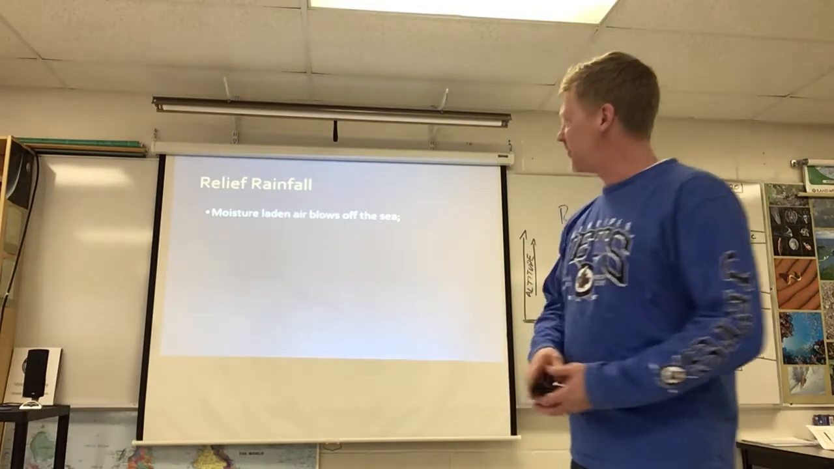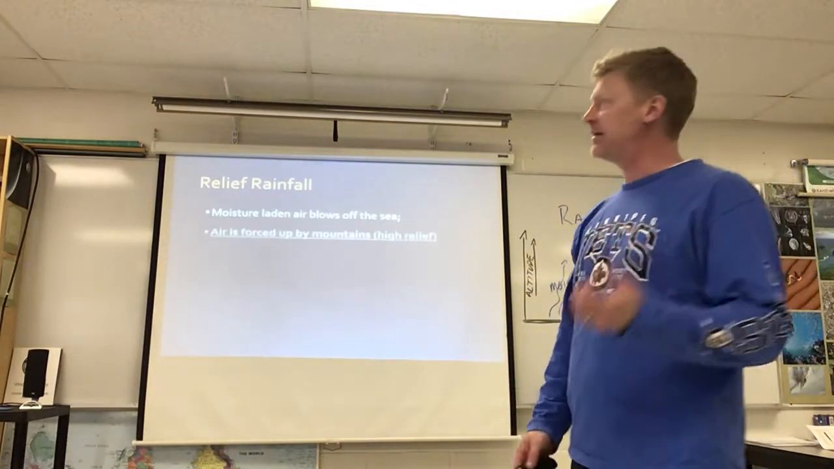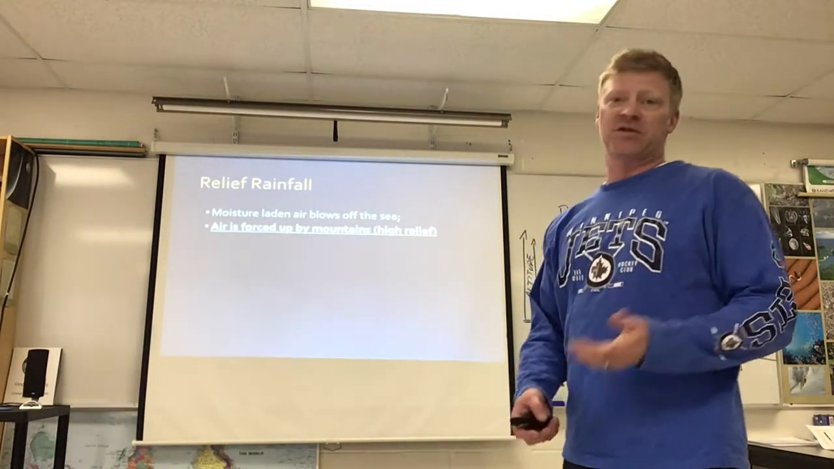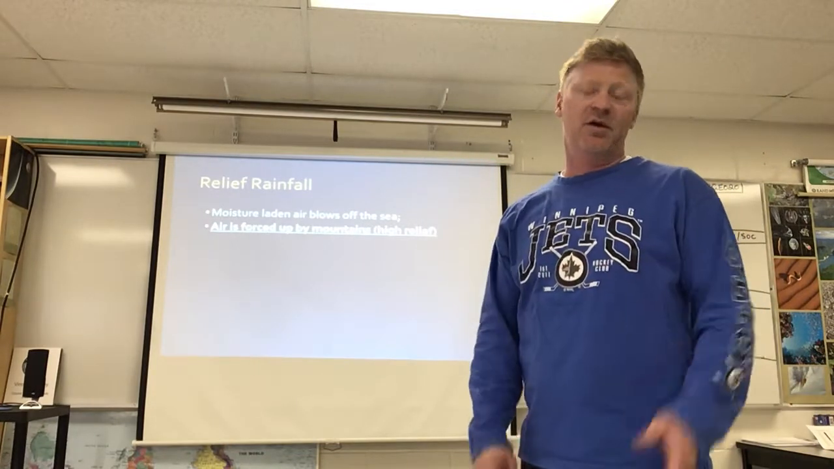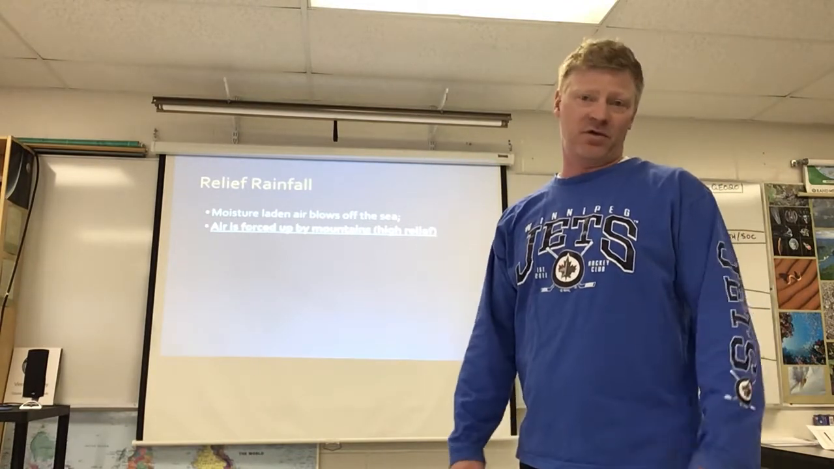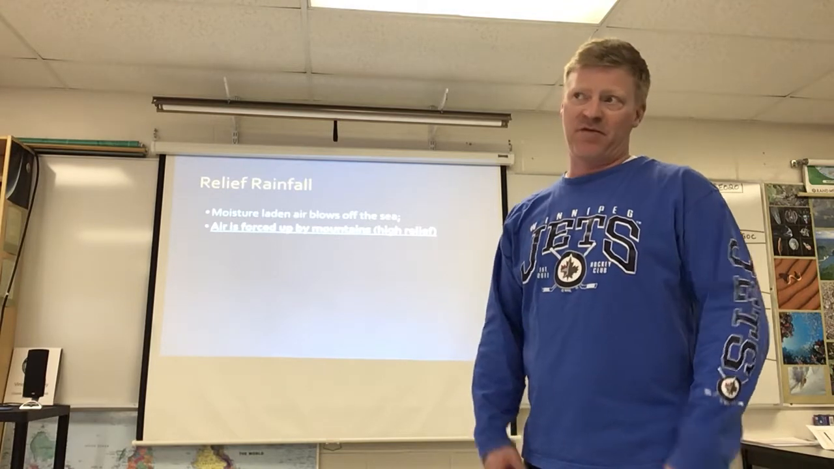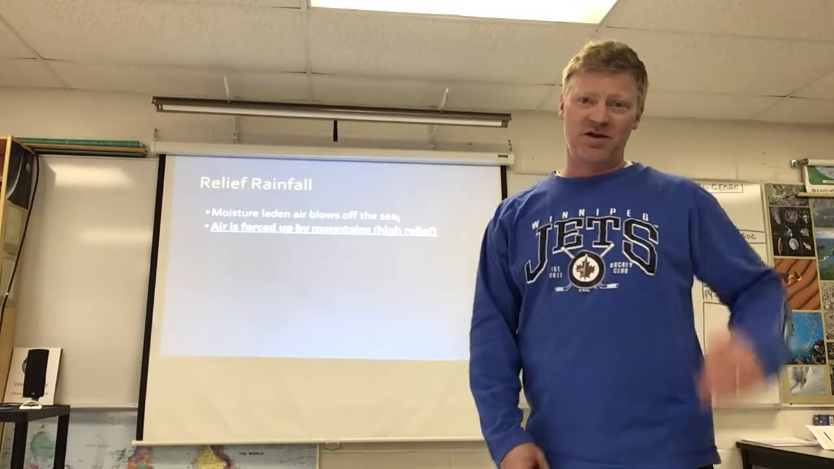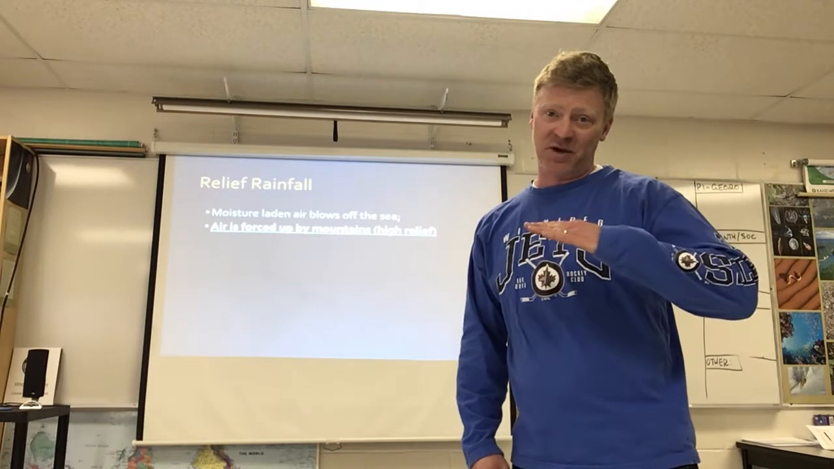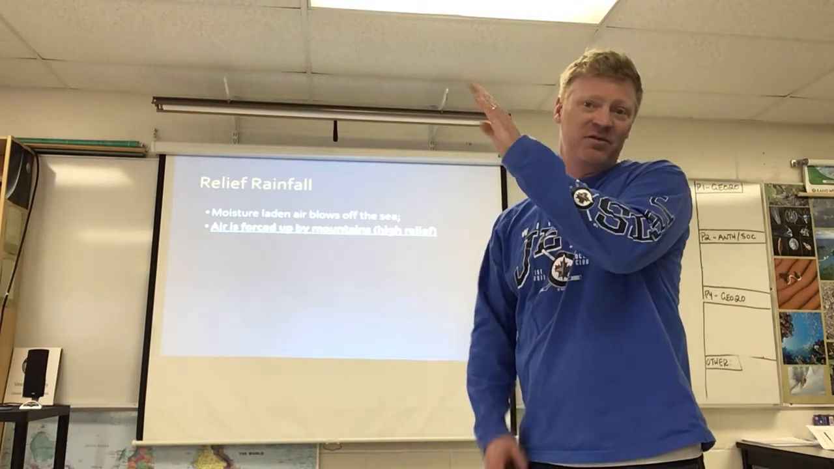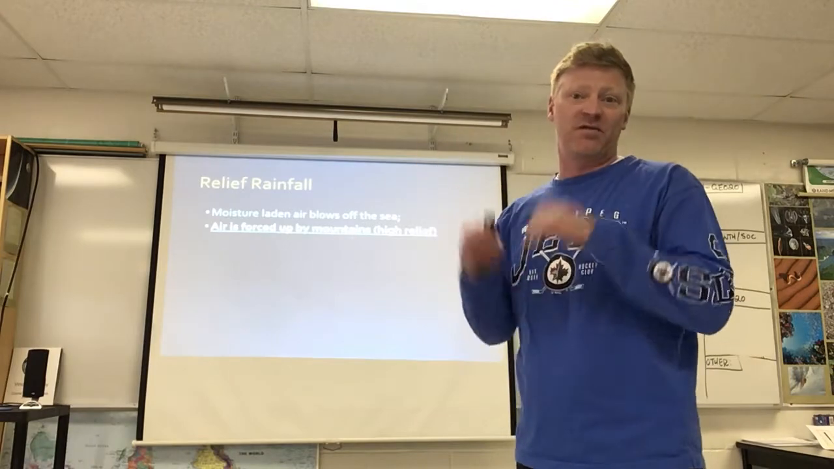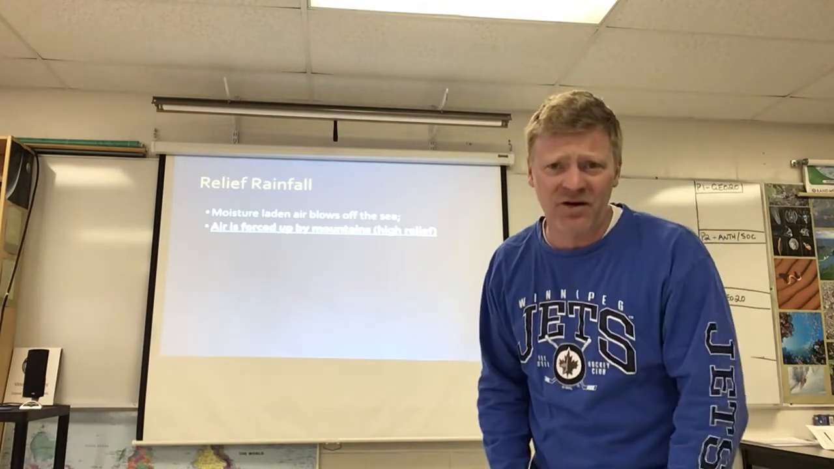So relief rainfall, basically air is forced up via topography, a mountain. Perfect example would be Vancouver. Okay? You have mountains right on the coast. You get that warm ocean breeze coming. It's like a ski jump. It just forces you up into altitude. Warm air cools, condenses. What do you know? They get a lot of rain. Okay?